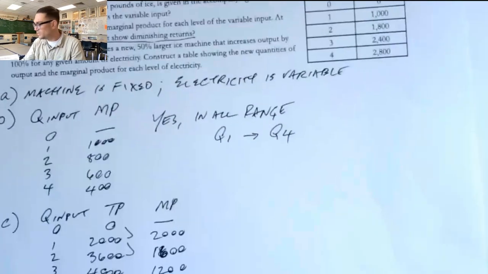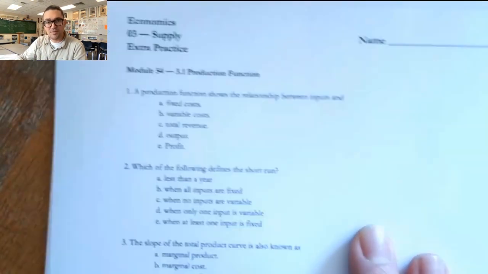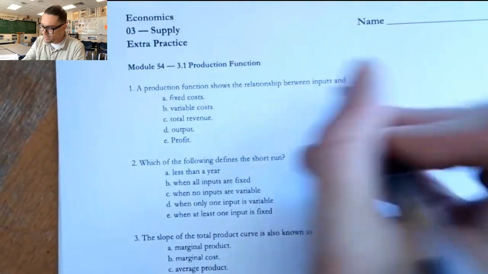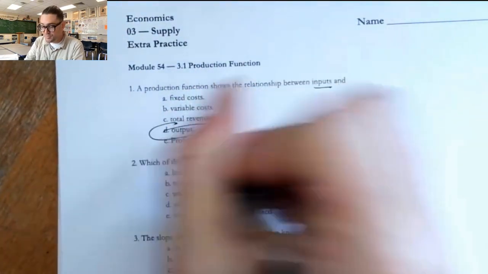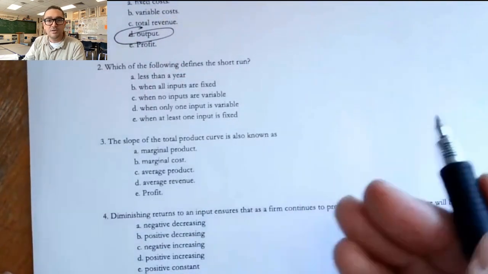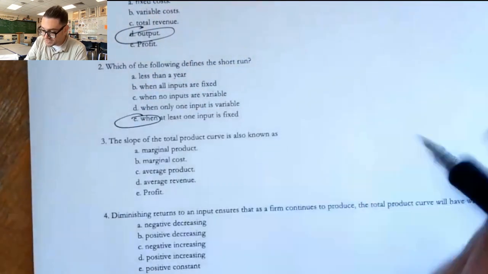All right, so here we'll take a look at the multiple choice. For the multiple choice practice for these, again, they're the same multiple choice questions that appear on the quizzes. We'll just take a look at each of these and solve through them. Production function shows the relationship between inputs and outputs. We just talked about that. We constructed one. What defines the short run? We learned that that's when there's at least one fixed input.